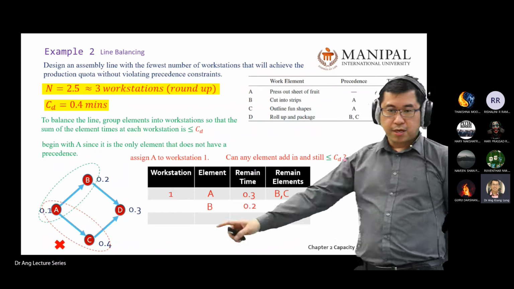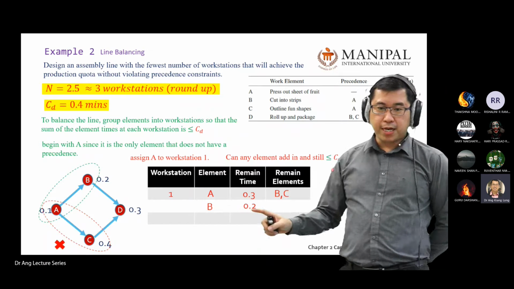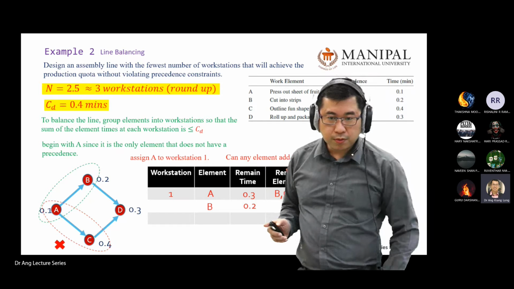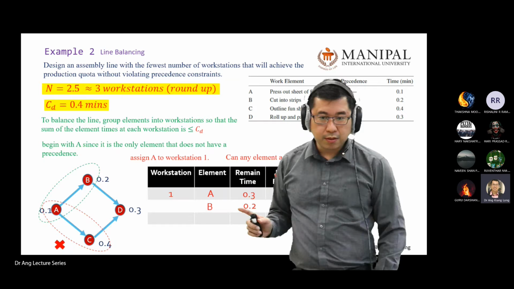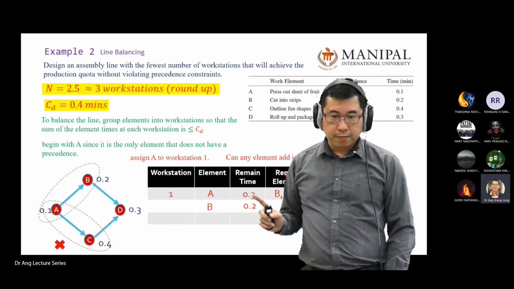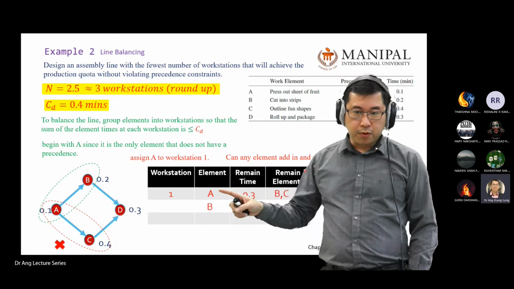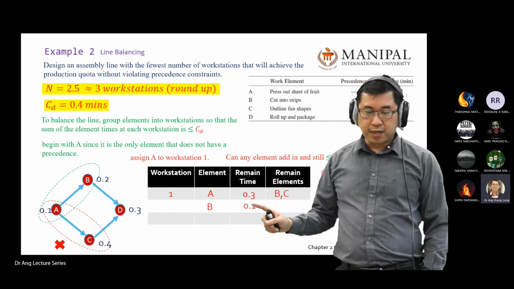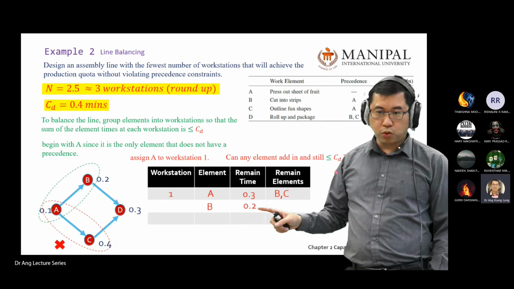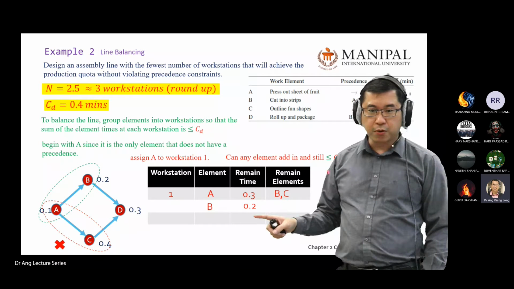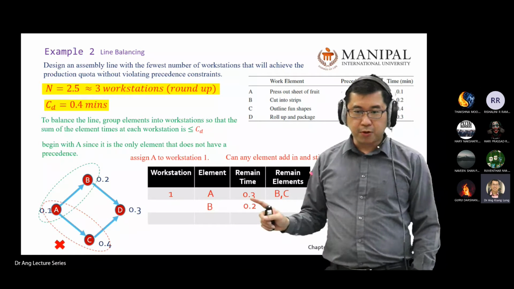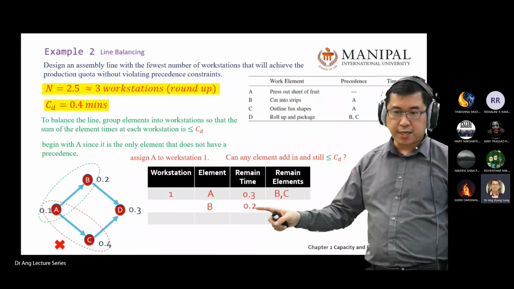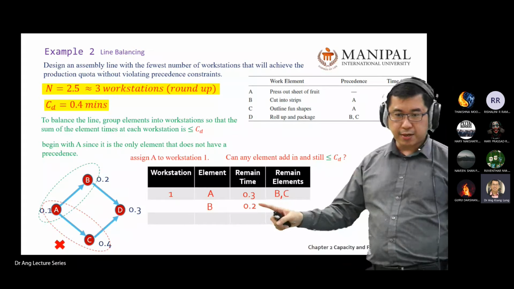After you include B, your remaining time is 0.2, right? Sorry, you input A, you get 0.2. Okay, error here. If you input B, it should not be 0.2, it should be 0.1. Remaining time is 0.1 because you minus 0.2 here. Remaining time after you insert B is 0.1. There's a typo error here.